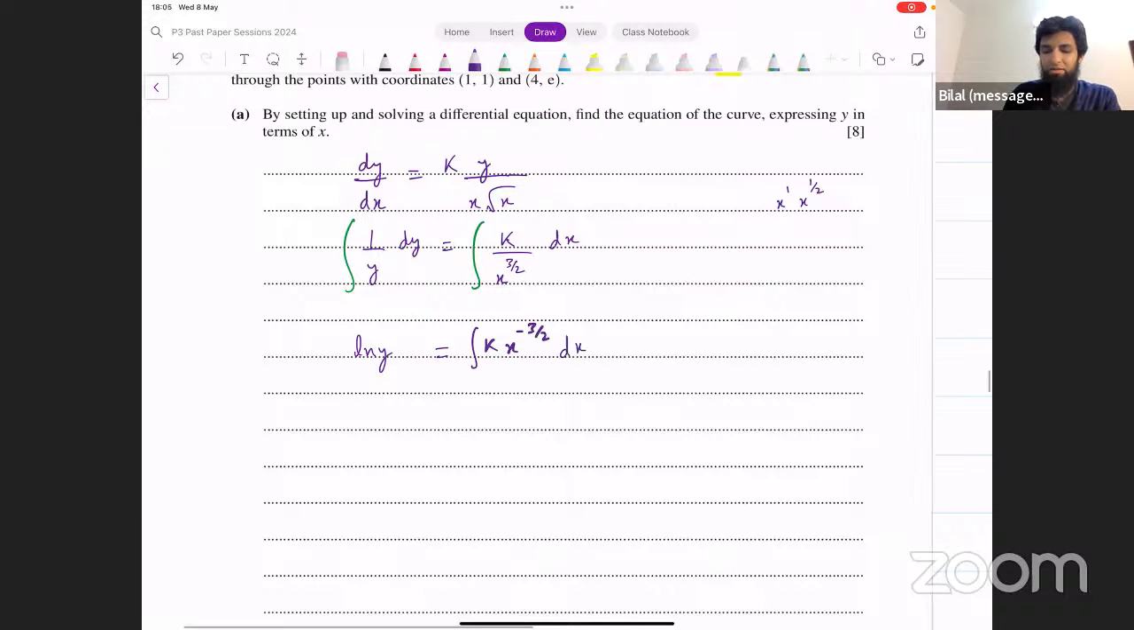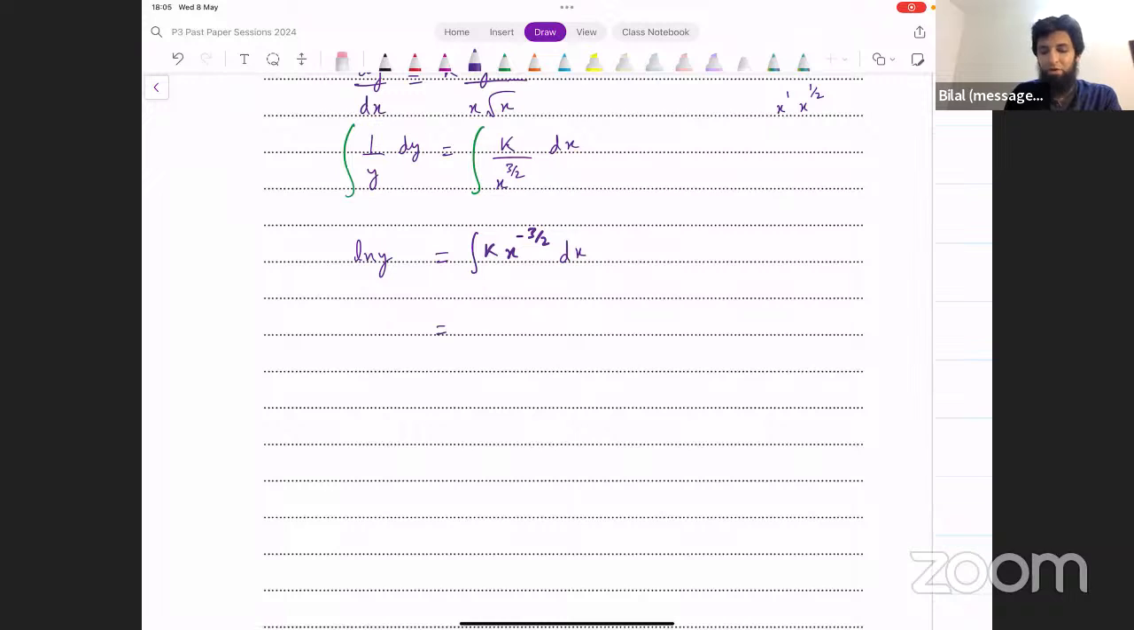And now you can apply the power rule on this. K remains as it is because k is a constant. You add 1 to the power: minus 3 over 2 plus 1 becomes minus 1 over 2. Divide by that new power, divide by minus 1 over 2. And you have a plus c with that. And that's your integration done.